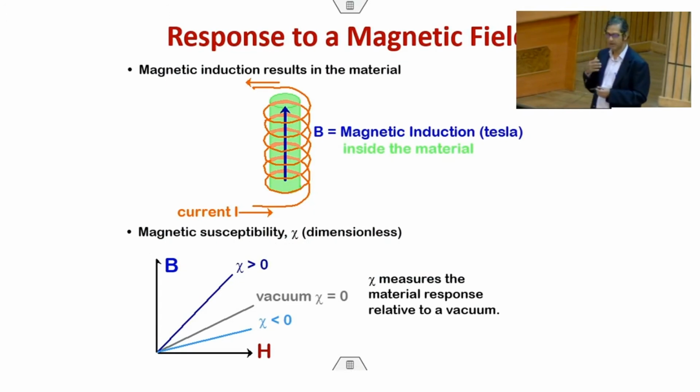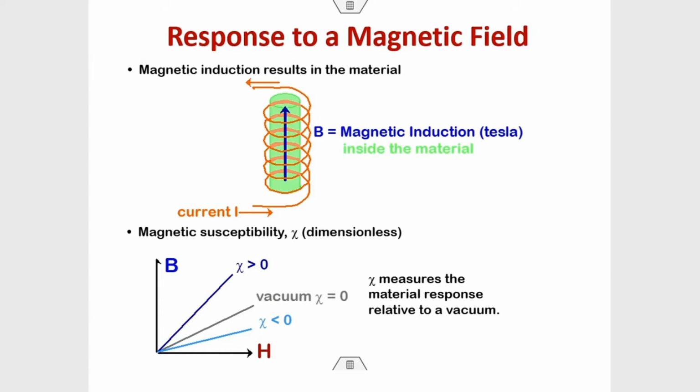So this can be quantified in terms of magnetic susceptibility. What is it that can be quantified? The magnetic induction. The moment you pass current through a coil, it produces a magnetic field. And if I put a material inside this, the magnetic field effect will be felt in terms of induction. So that can be quantified using a quantity called magnetic susceptibility, or chi. Normally chi can be of three types: 0, more than 0, or less than 0. So chi actually measures the material response relative to the vacuum. For the vacuum, the value of chi is 0.